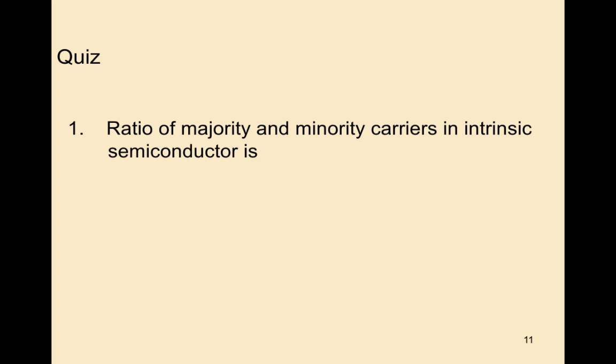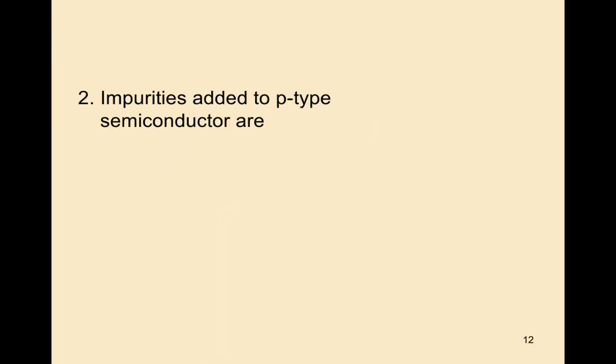Let us see some quiz questions related to today's topic. The ratio of minority and majority charge carriers in intrinsic semiconductor is: first option, unity; second, greater than unity; third, less than unity. The ratio of majority and minority charge carriers in intrinsic semiconductor is unity.